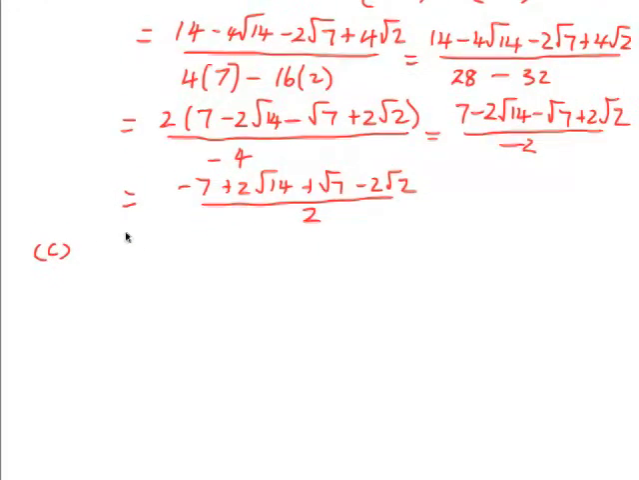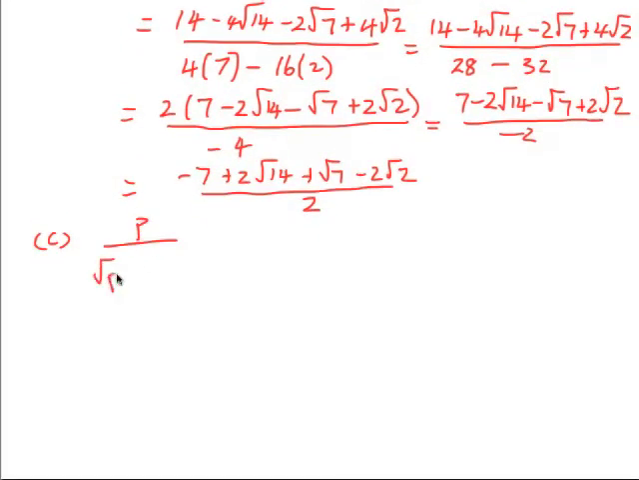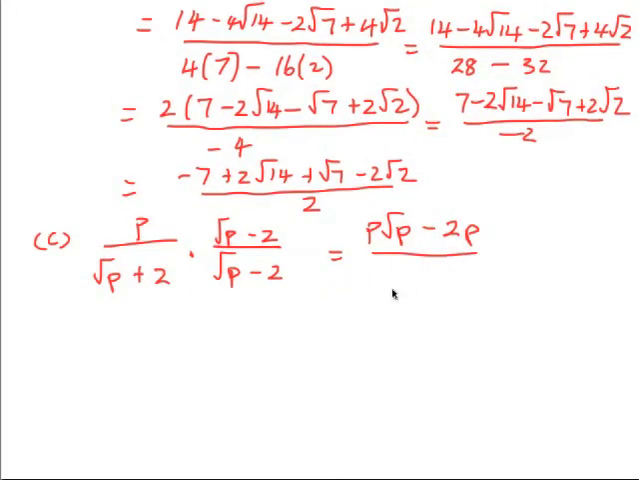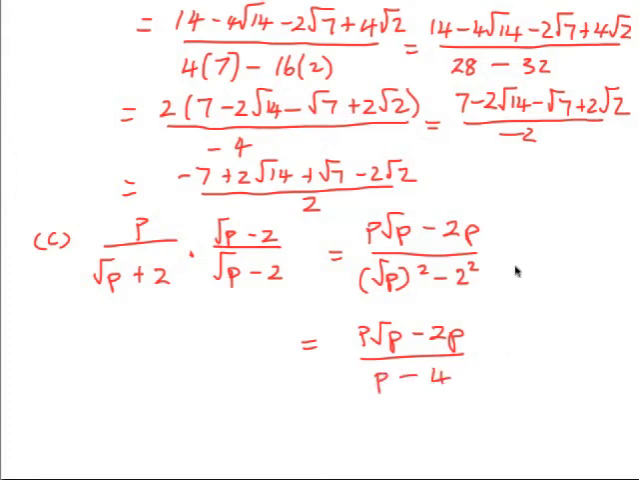One last one. Let's suppose we have p over the square root of p plus 2. Now again, this time we have to multiply by the square root of p minus 2 over the square root of p minus 2. So we FOIL in the top, so that'll be p by the square root of p minus 2p in the top part. And now we have to do the square root of p squared minus 2 squared. So this becomes p square root p minus 2p. And on the bottom we'll have p minus 4.